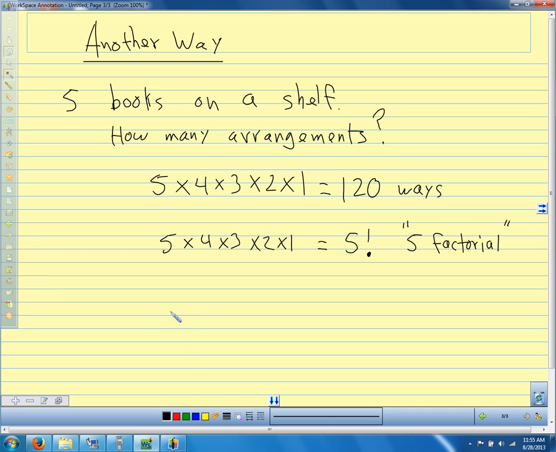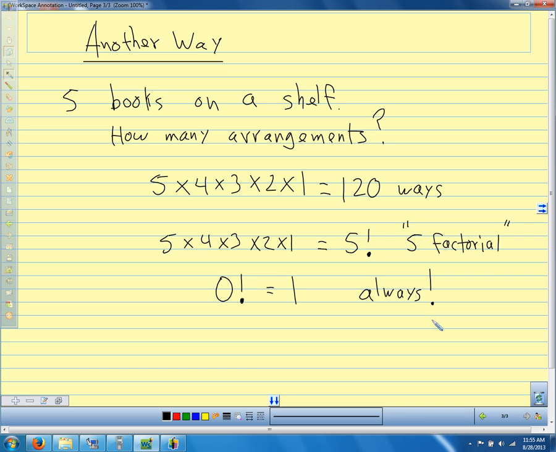And just to make everything work out right, we say that 0 factorial equals 1. And this is always true. Otherwise, the rules for factorials don't work out the way that they would make sense. So we say that 0 factorial equals 1.